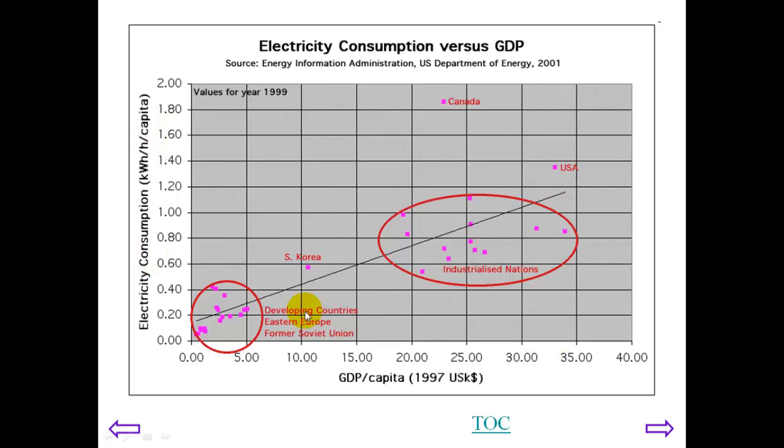You see that the least developed countries don't have very much power usage. The greater the GDP, the more power is used per person. You can see this fairly straight relationship here. It's interesting to see USA is a little bit higher than the norm, and Canada is much higher than the norm. You can speculate as to why that might be.